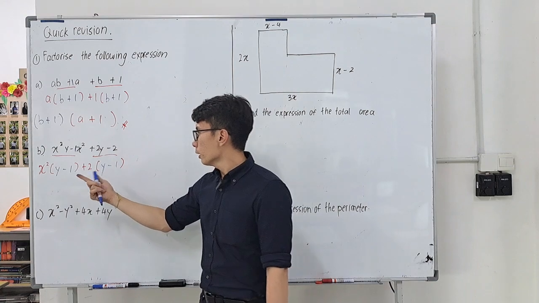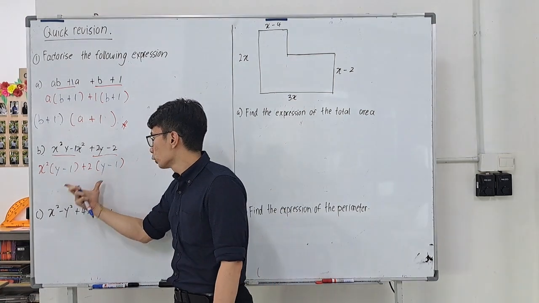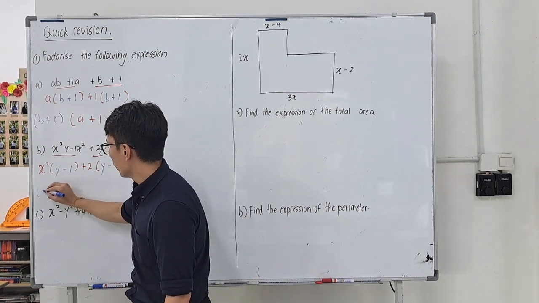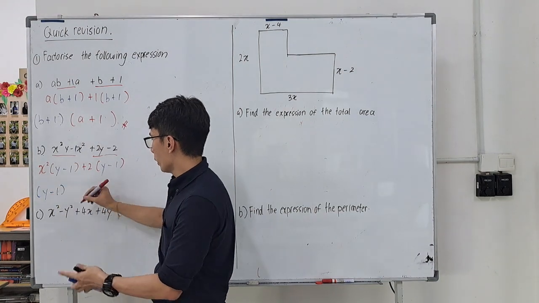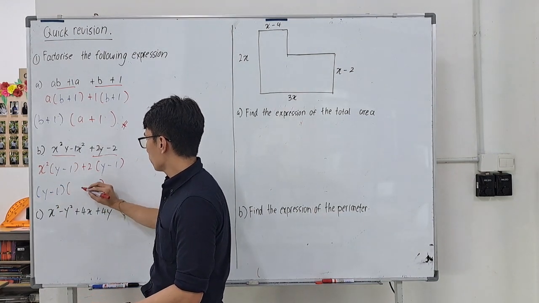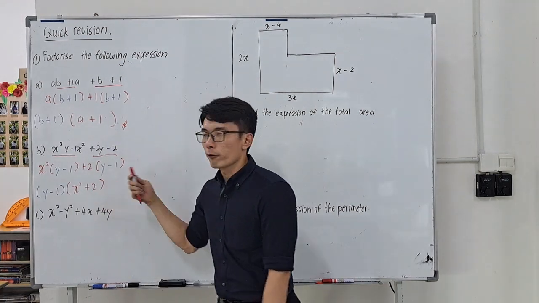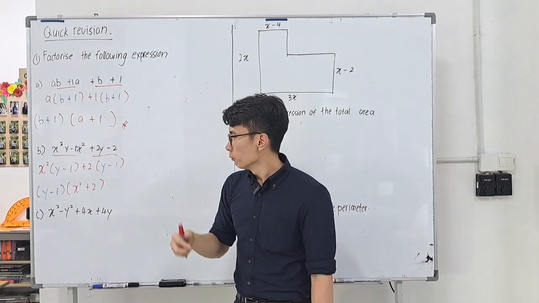So again, in my expression right now, I see there's a common factor, so I can take that out. If I were to take that out, I will have y minus 1 and I will have x squared plus 2 combined. So this is my factorized form for this expression over here.